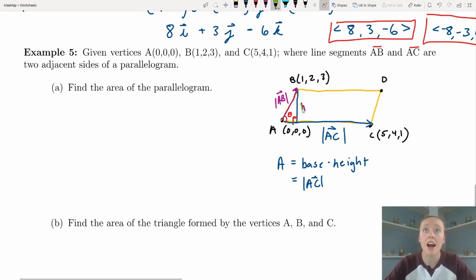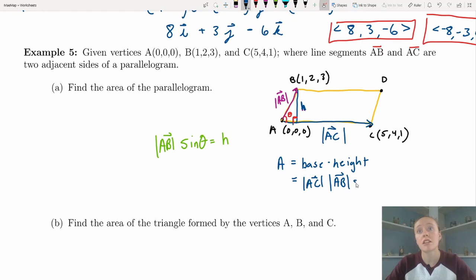But if we're solving for our height, what trig function would I use? Sine, right? Because the sine of theta is equal to opposite, which is h, over our hypotenuse, the magnitude of AB. So if the sine of theta is equal to our opposite side, our height h, over our hypotenuse, which is the magnitude of vector AB, that length, how would I solve for h? Because that's what's missing in my area formula. I just would multiply the magnitude of AB over. So if I multiplied that magnitude over, I'd have the magnitude of AB sine of theta equals h. So filling that in, the magnitude of AB times the sine of theta. But wait a second, what's this formula?